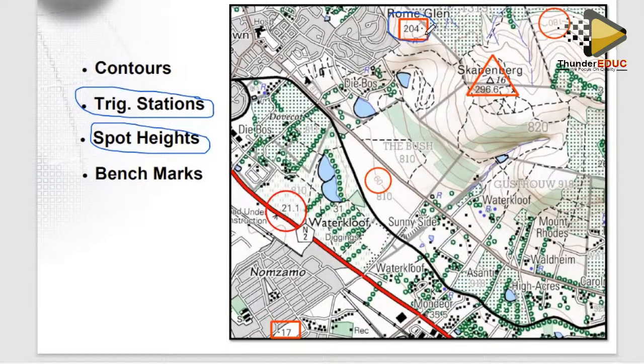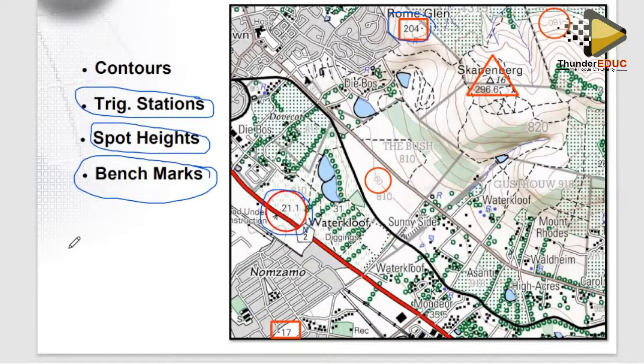That is the height of this given trig station, spot height, which is this dot here. Then we also have benchmarks. Benchmarks, usually they are along the roads. It's a point along the road whose height is specifically known. Like if we check here, we have 21.1.